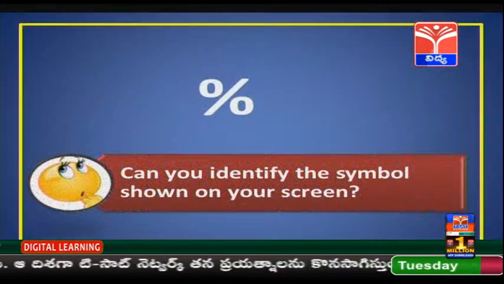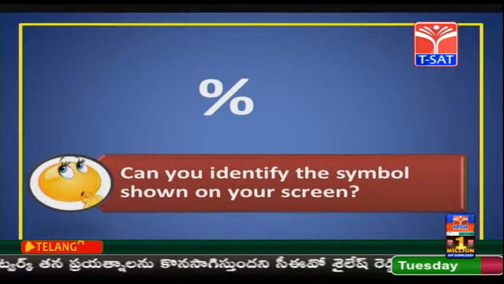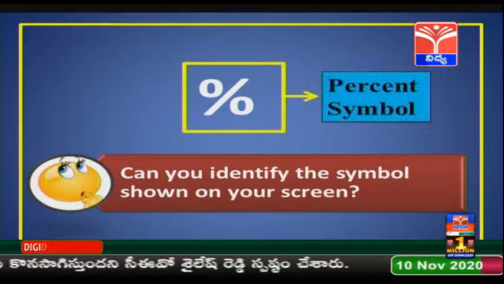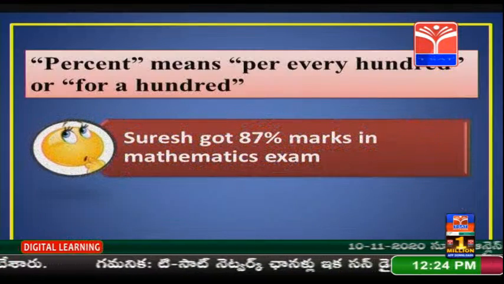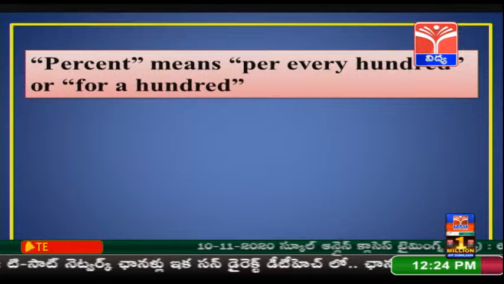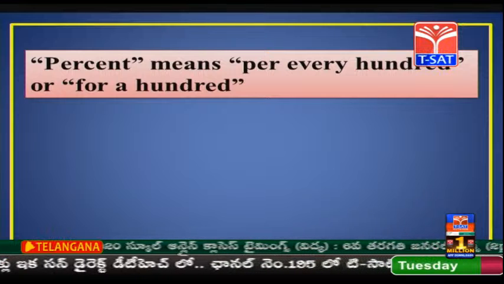Okay, children. We will learn another important concept, that is about percentages. Let us see. Can you identify the symbol shown here? Yes, that represents the percent symbol. So, what do you mean by percent? Percent means per every 100 or for 100.